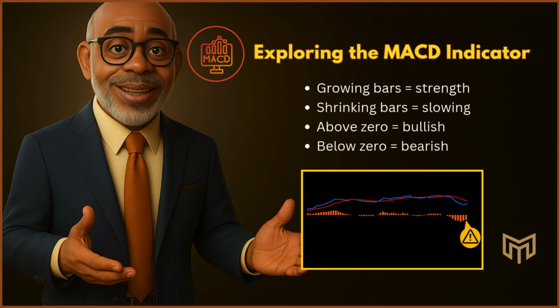And always check the histogram. Growing bars tell you momentum is strengthening. Trend strength is building. Shrinking bars are your warning. Momentum may be slowing down before price shows it. Above the zero line, bullish strength. Below the zero line, bearish strength. Simple, powerful, and easy to miss if you're not paying attention.